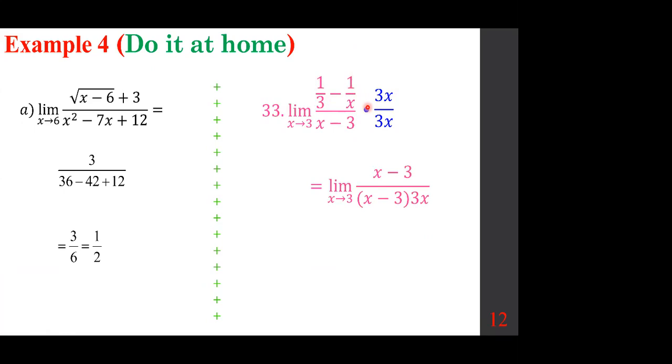And again, practically you're done. They cancel each other. You get 1/(3x). The limit of 1/(3x) as x approaches 3. And now if you replace this with number 3, you get 1/9 as the final answer, everybody. 1/9 as your final answer.